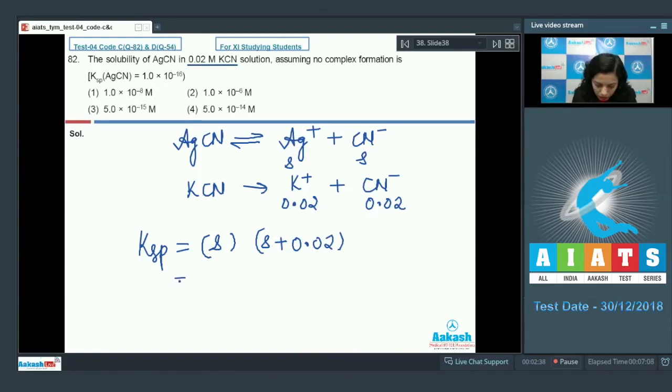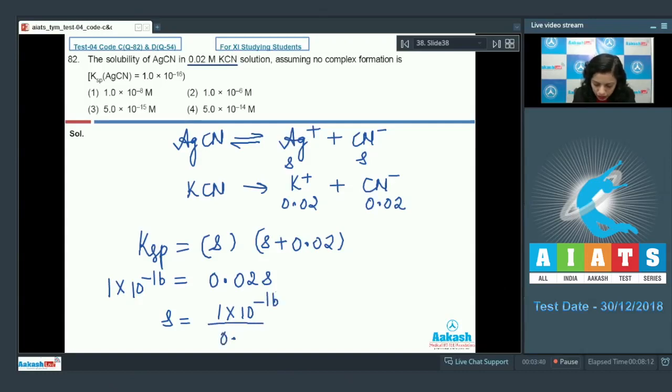Now, in this case, the Ksp value that's given in the question is 1 into 10 to the power minus 16. In the presence of a common ion, the solubility of the salt decreases. It means the value of this S squared would be very less. Due to the presence of the common ion, the solubility of the salt is reduced, and that is why the product is very low, or we can simply write this product as 0.02 S.